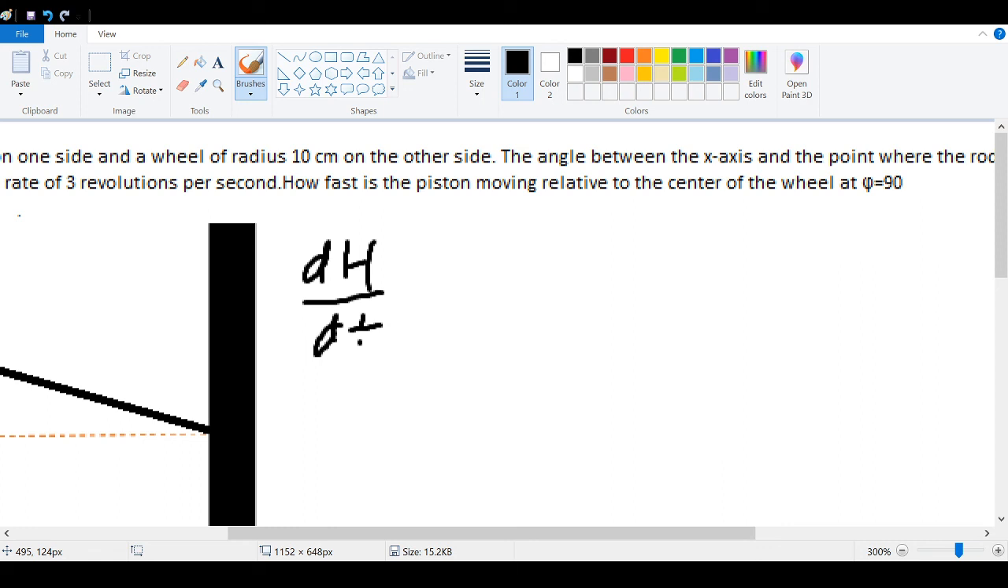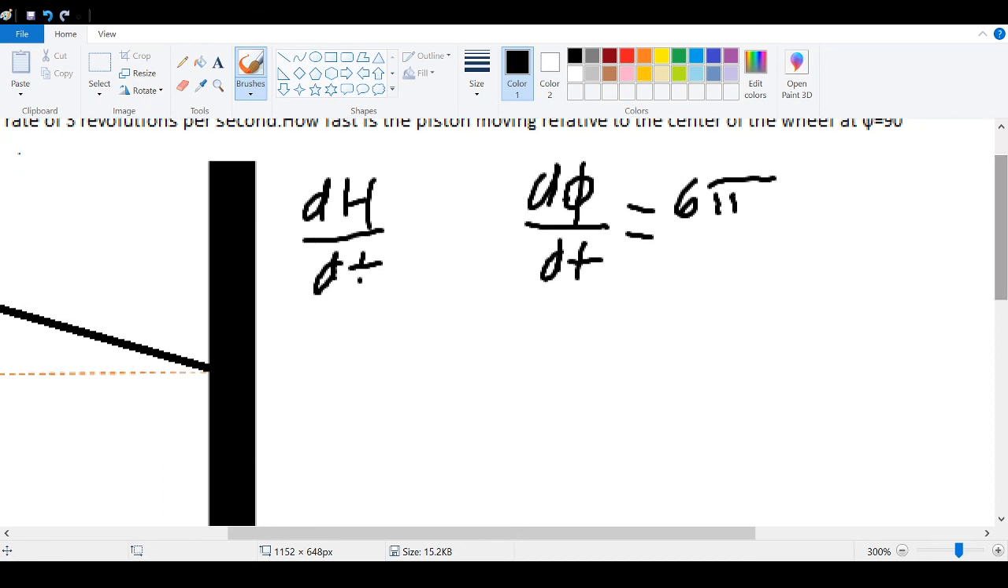And so we are given one other piece of information, and that is that the wheel turns at a rate of 3 revolutions per second. And that means d phi dt is equal to, so it turns at a rate of 1 revolution every third of a second, which is 2 pi every third of a second, or 6 pi for every second. And that's a constant rate of 6 pi. And that's all we are given.